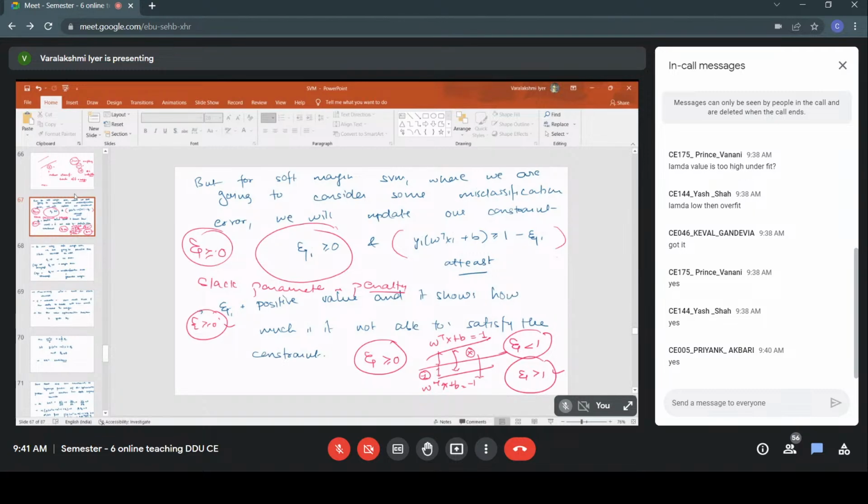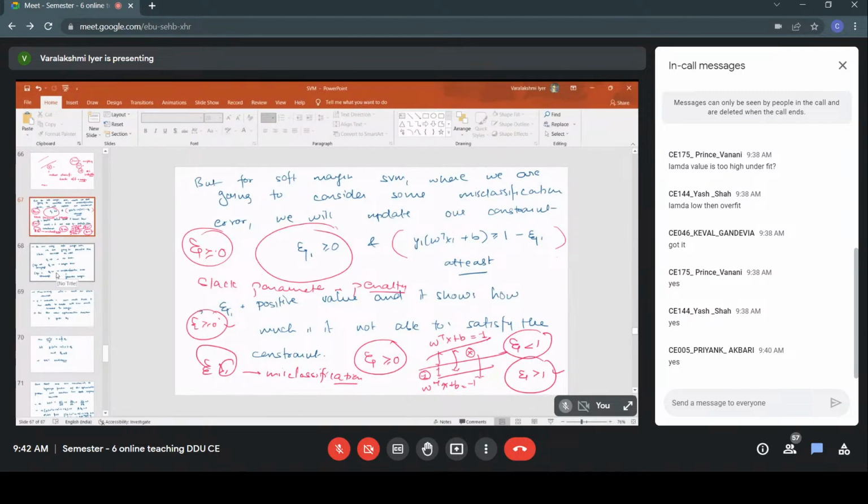So if the point is inside the margin, then the value of slack will be less than 1. That's why the slack value will be less than 1 whenever the point is inside the margin, and whenever the point is beyond the margin, that is, the slack value is greater than 1, it will be a case of misclassification. When the slack value is less than 1, it won't be a case of misclassification. But whenever the slack or penalty value is greater than 1, it will be a case of misclassification, right? I suppose that is clear, right?